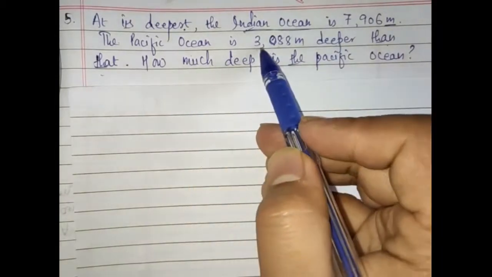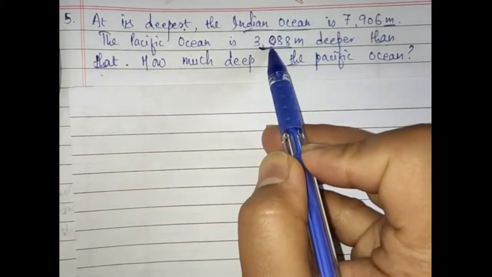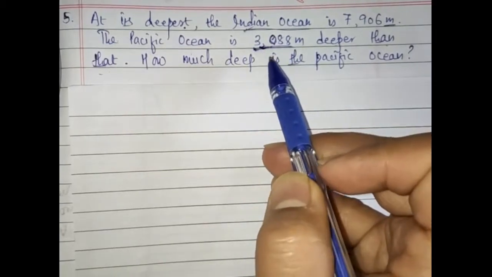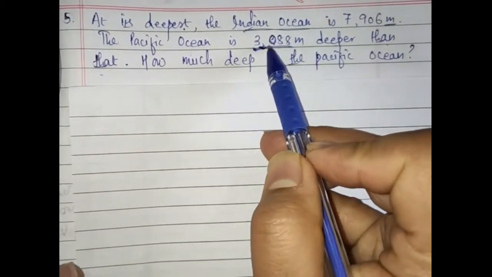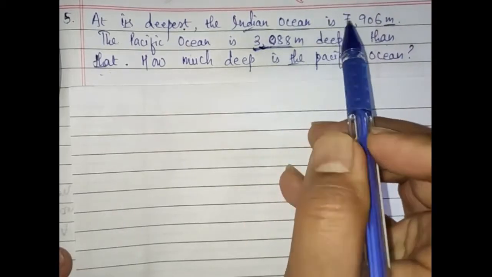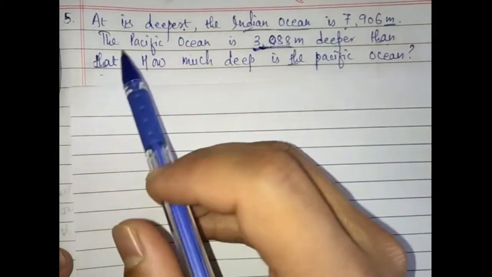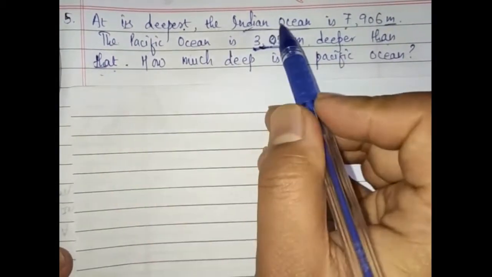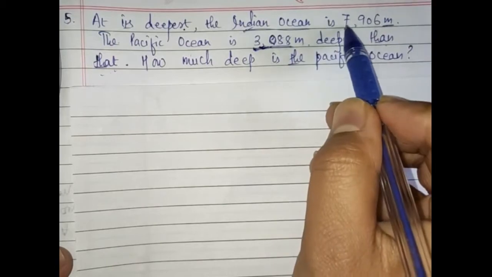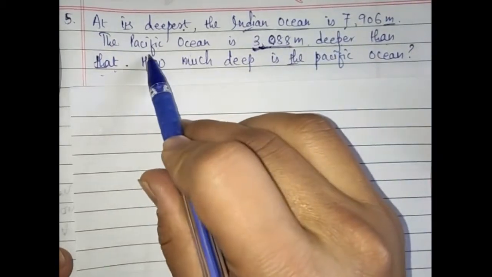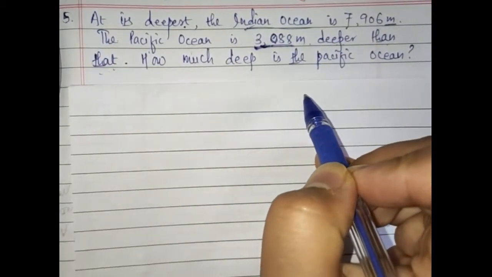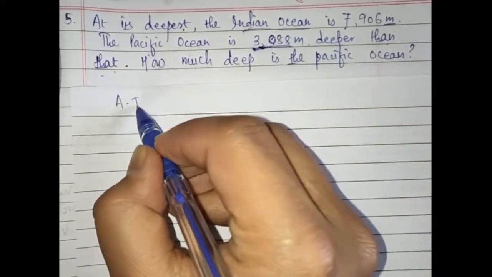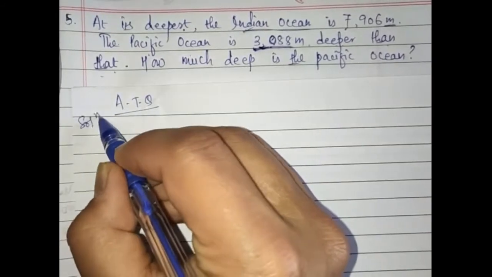With this value, don't say that the depth of the Pacific Ocean is the same as the deepest, the Indian Ocean. It is not exactly, because the Pacific Ocean is this much deeper than that. Means with this plus this, we get the Pacific Ocean depth. So we have to calculate by addition. According to the question, let us write the solution first.